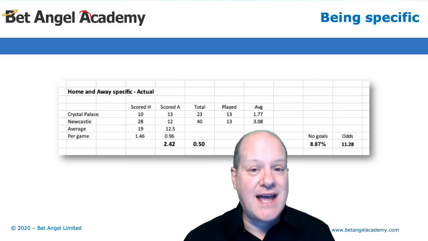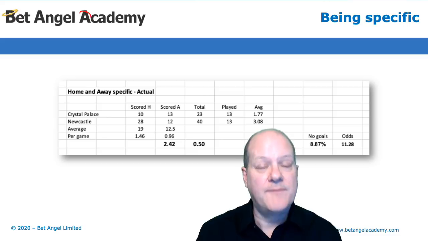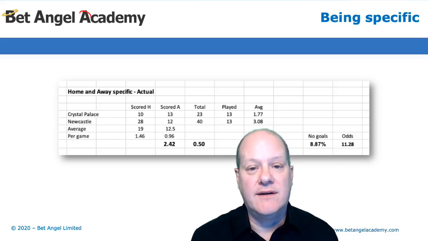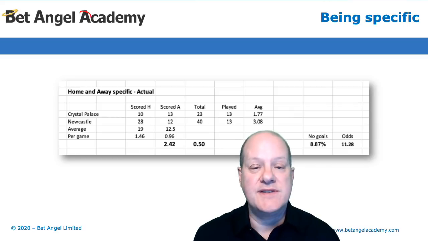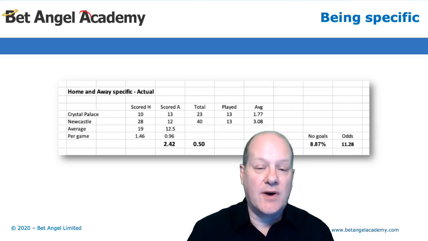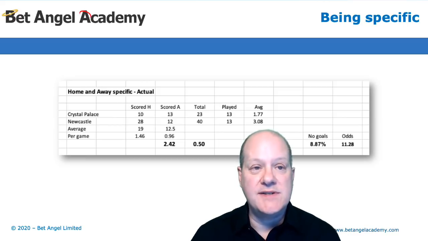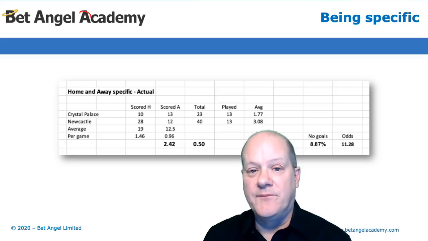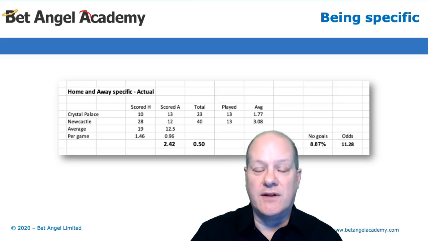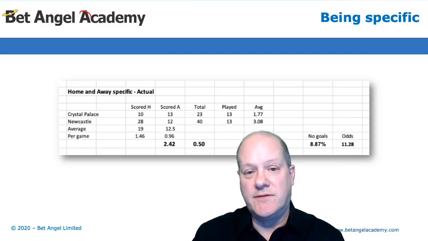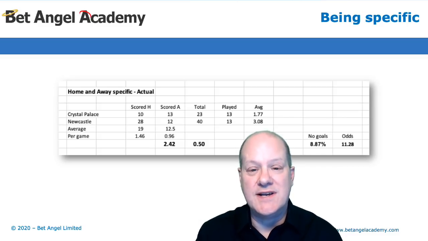So now we've looked at something in theory, let's look at the practical reality of a particular market. So this is a market that's taken place today. It's Crystal Palace v Newcastle. And you can see we've gone through the same process again. We basically said, well, Crystal Palace have scored 10 goals at home. They've conceded 13. Newcastle have scored 12 away, which would then invert into a number of conceded goals for Crystal Palace, and they've conceded 28.